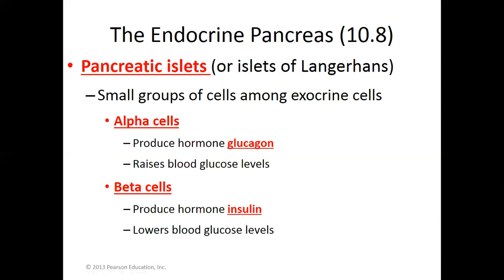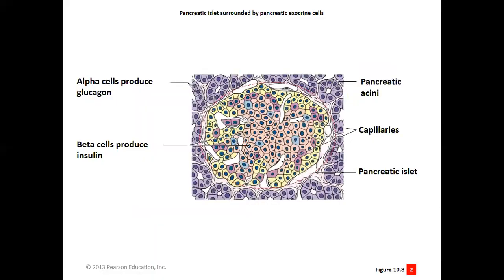They're small groups of cells clustered together throughout the exocrine cells. There are two different types of cells: alpha cells that secrete glucagon, which helps bring blood glucose up when it's low, and beta cells that secrete insulin, which lowers blood glucose when it's high. If you look at a cartoon figure, these are all pancreatic acini, these are all the exocrine cells, and pancreatic islet cells cluster together in alpha and beta cells.